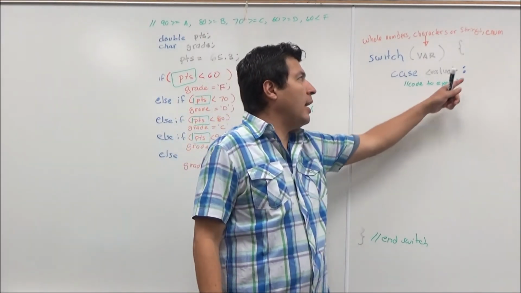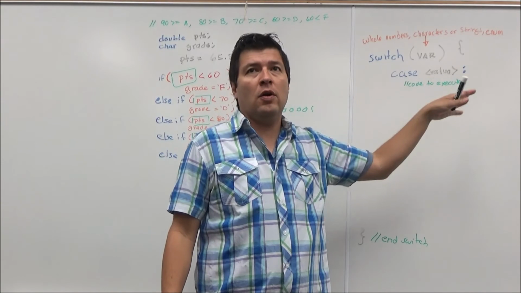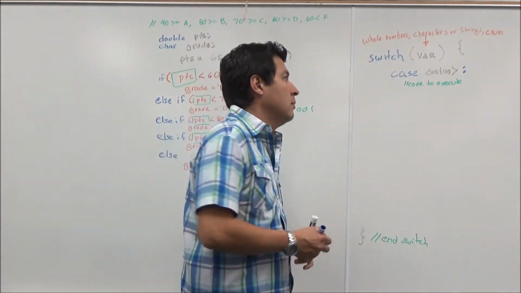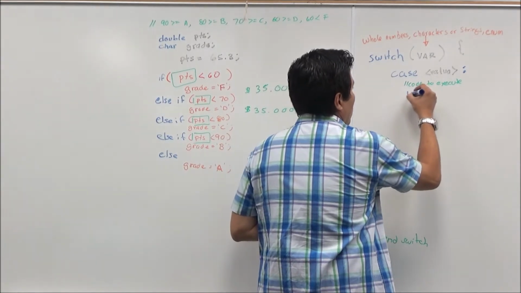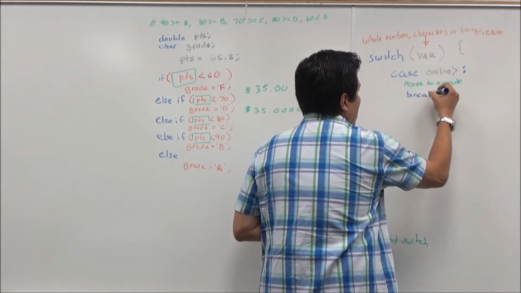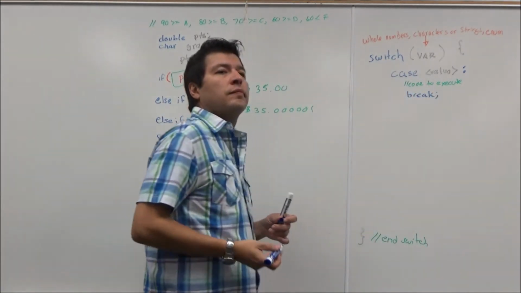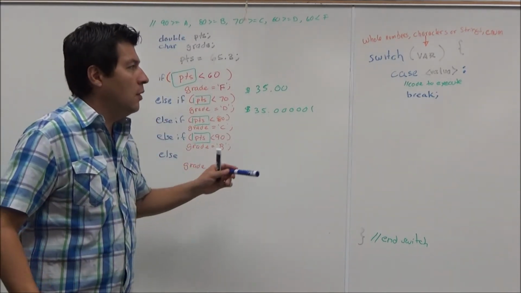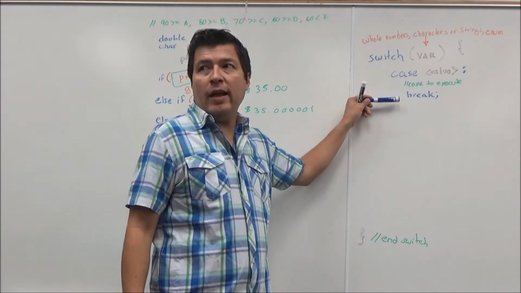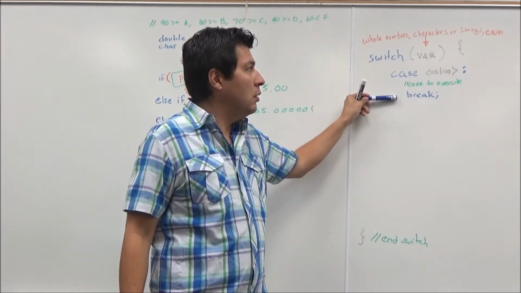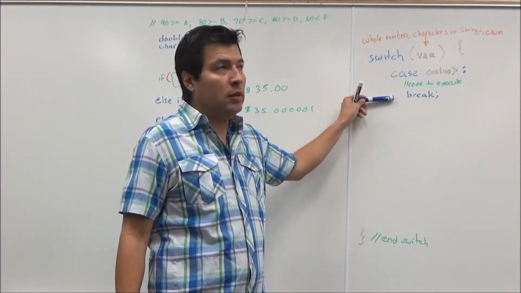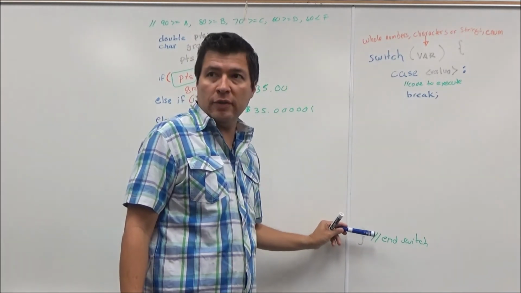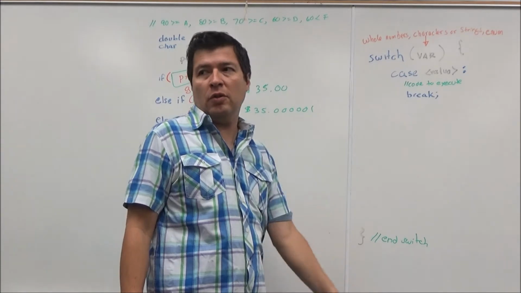And notice I didn't have curly brackets there. I had a colon. So how do I show where it ends? I'm gonna use this other word called break. When Java sees the keyword break inside a switch statement, this is a switch statement, it's gonna go to the end of the switch and continue executing the code down.